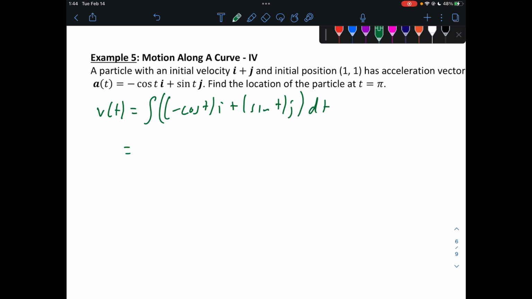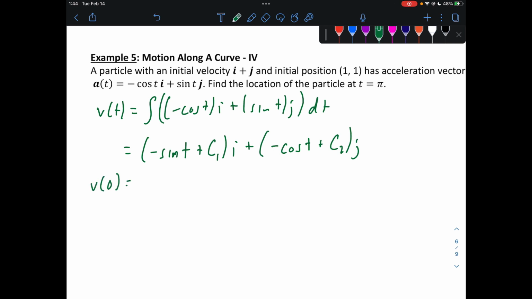which is going to equal negative sine t plus c1 i plus negative cosine t plus c2 j. The initial velocity is i plus j. So what they're saying here is v of 0 is i plus j. So that means that this must be equal to 1 and this must be equal to 1. Both of those must be equal to 1 when t equals 0.